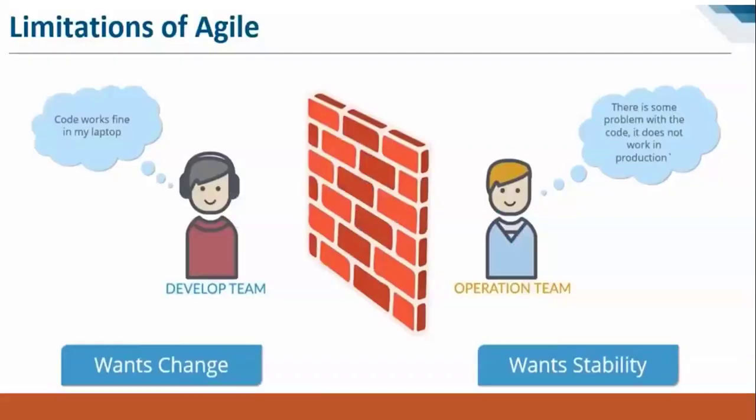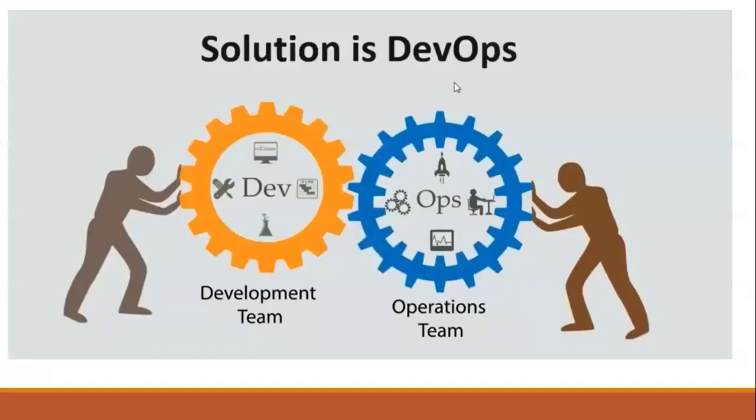Limitations of agile methodology, and what it means. So there is the development team and the operations team. The developer says the code works fine on my laptop. What operations is saying is, there is some problem with the code. Is it working in production? Then only they created a bridge between development and operations. So what do they want? They want a change, they want stability. The solution is called DevOps. You can use the DevOps tools and you can learn DevOps. It will be easy for us.